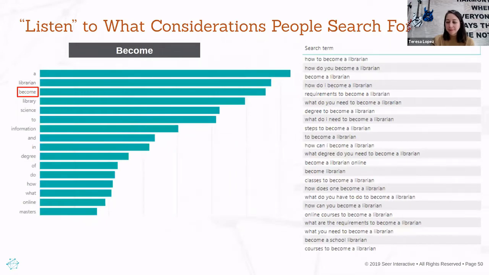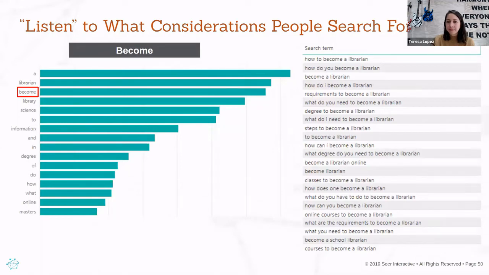We did the exact same thing. And one thing that we noticed, going back to the forum research that we did, was that becoming a librarian was very common across a lot of different threads on Reddit. Then when we looked at our search query reports, we also saw that "become" was one of the most used modifiers for the program we were promoting.